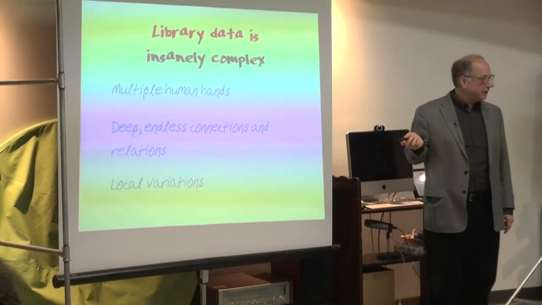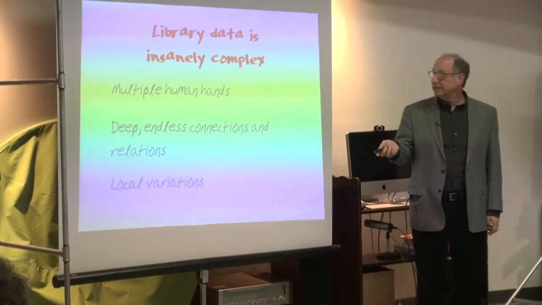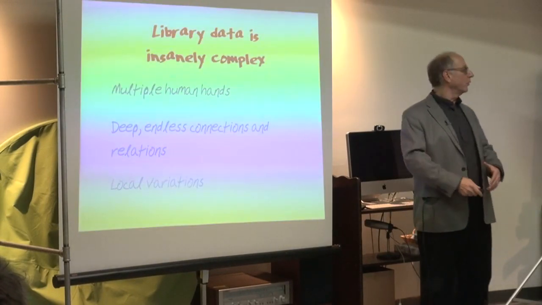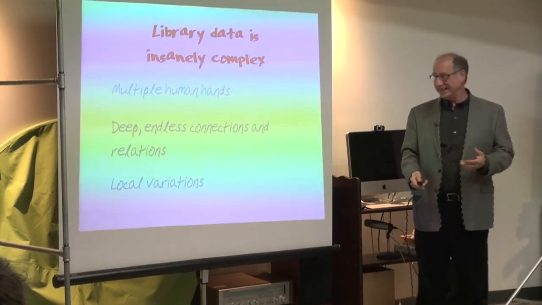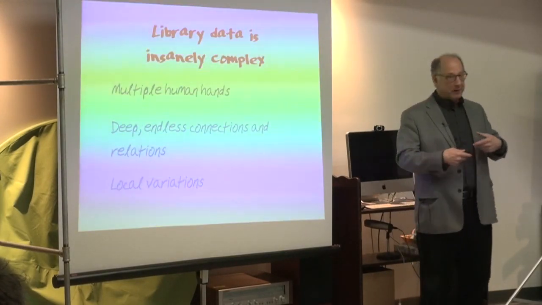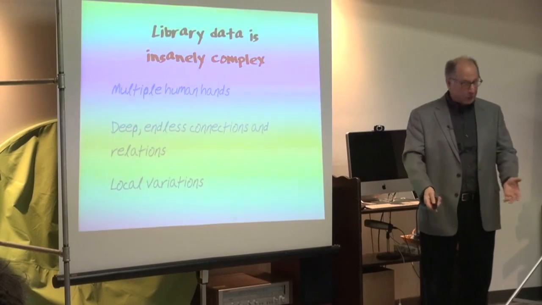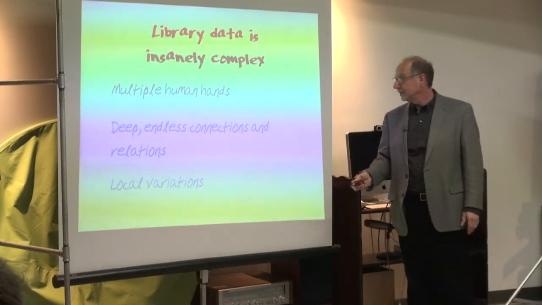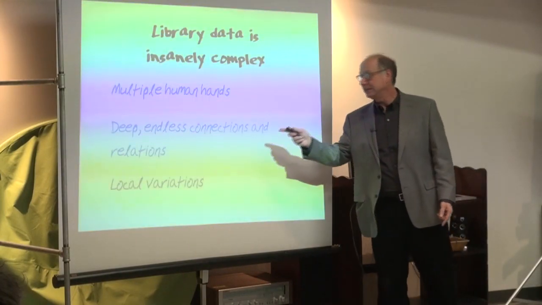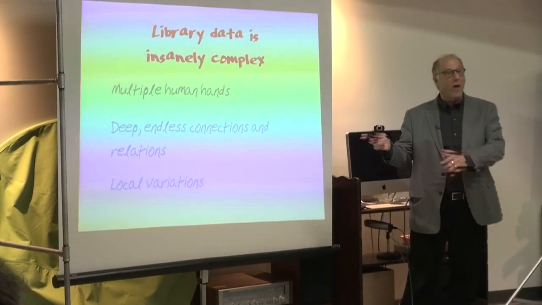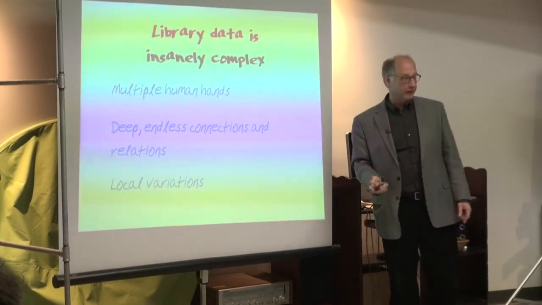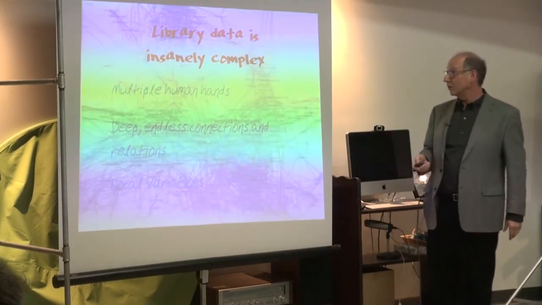One of the challenges here is that library data is insanely complex. It's hard to imagine how complex library data is. It's been developed by humans for humans, often by people who are not trained in data science, over the course of a couple hundred years. That's certainly the case. But it's incredibly deep and rich and literally endlessly connectable. There is no end to the connections that can be drawn among all of these pieces, and always with local variations, because mattering is always local.